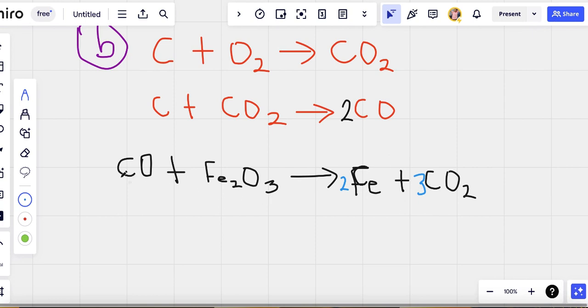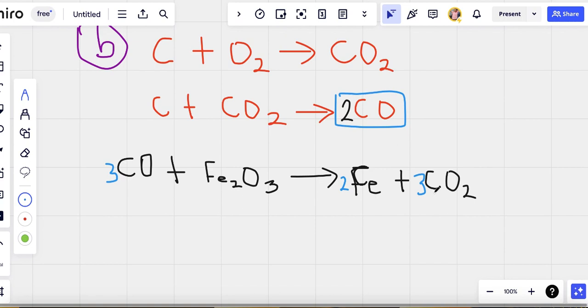Carbon is 3 here. So I can put 3 here. I can put 3 here. So that my carbon is 3 and my oxygen is 3 plus 3. See, 3 times 1, 3, and then plus this 3, 6. Oxygen is already 6. So this is a balanced equation. So we use the carbon monoxide we get from here to react with the hematite, okay, to produce iron and carbon dioxide.